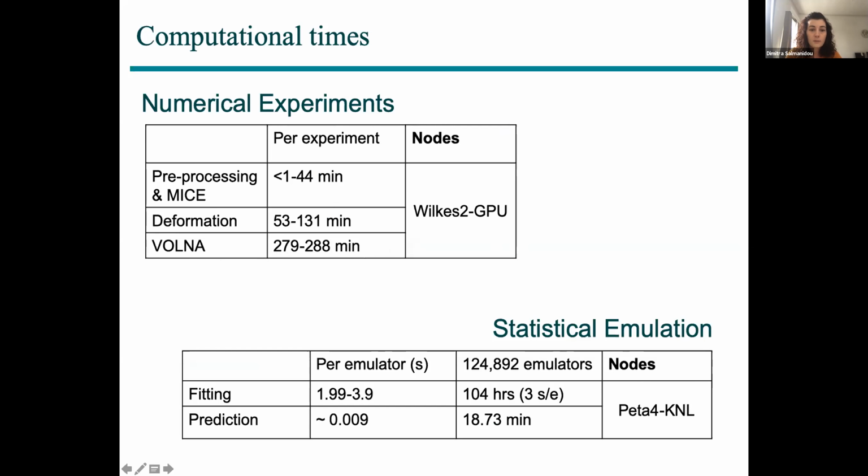On the statistical part, each emulator builds in between 2 to 4 seconds approximately. So that means that for 125,000 emulators, we have 104 hours of fitting if each emulator takes about 3 seconds. The prediction part is quite fast, and we have almost 19 minutes for the predictions.